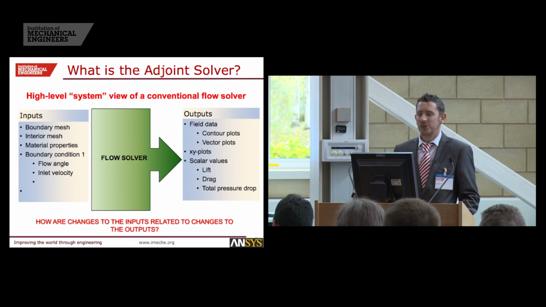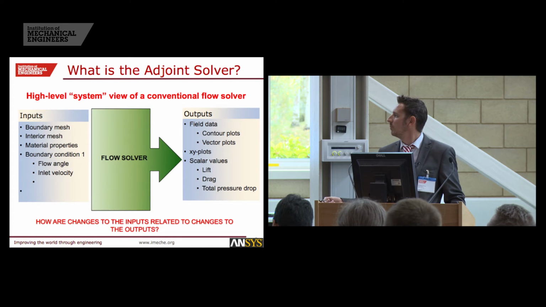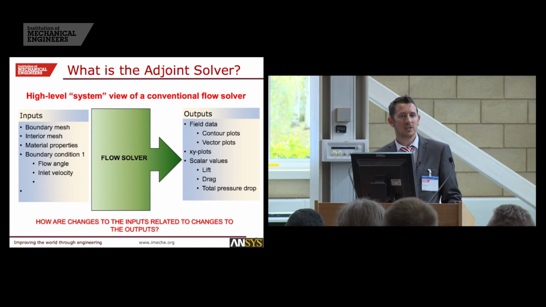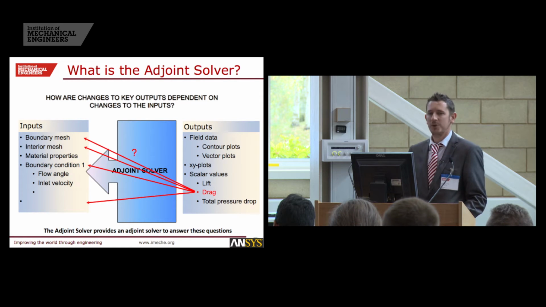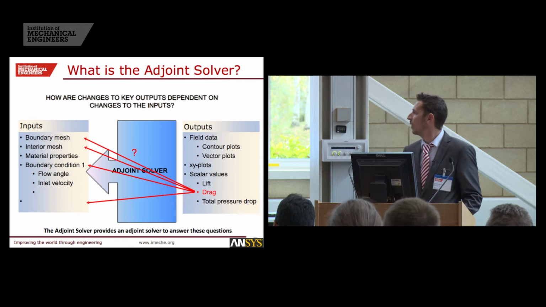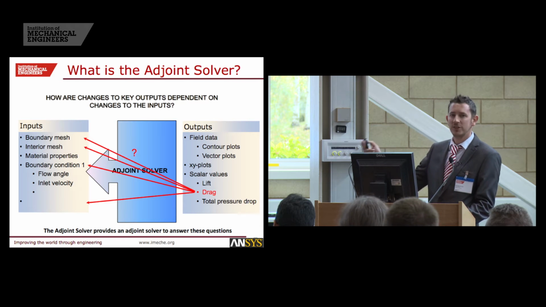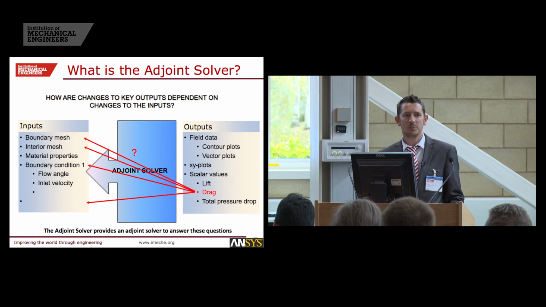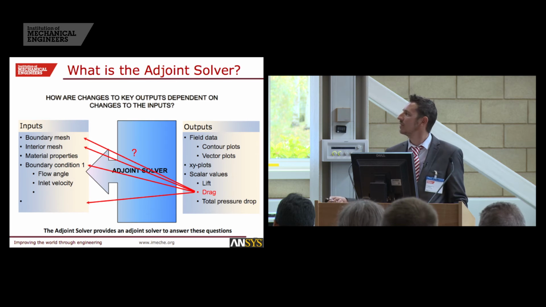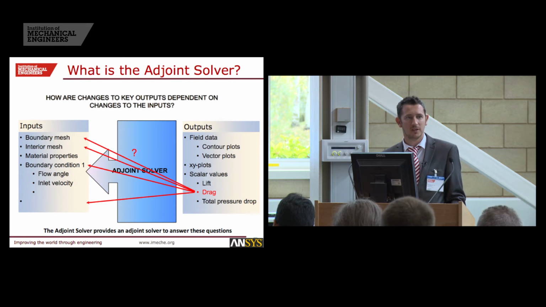But really, what we want to do is understand how changes to the inputs are related to specific changes in the outputs. Okay? So we look at the problem in a reverse manner, and we say to ourselves, well, what do we need to do if we're interested only in drag? What do we need to do to all of these particular inputs to effect a change in the drag? How important are all of these different conditions on this particular variable on the output side?